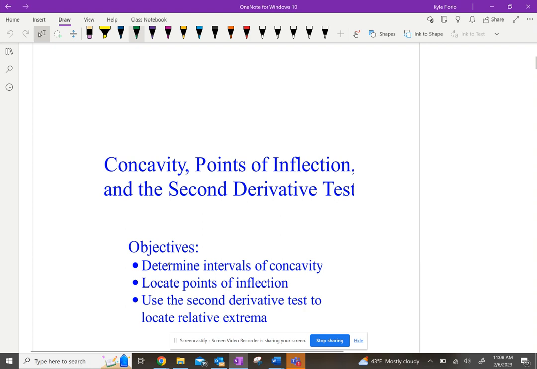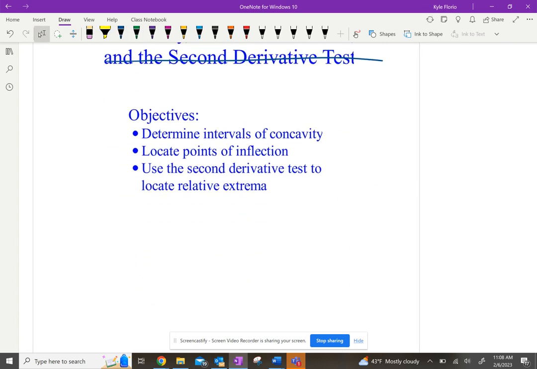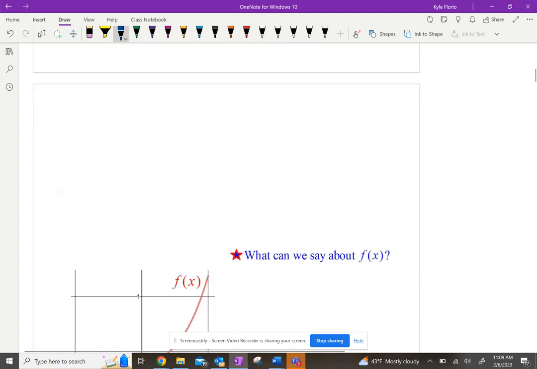We're going to look at section 4.4 today: concavity, points of inflection, and the second derivative test, which we're really just going to focus on concavity and points of inflection. So the objective, let's see if we can determine intervals of concavity, whatever that is, locate points of inflection, whatever those are, and use the second derivative test, which we're not going to do in this video. So determine concavity, whatever that means, and points of inflection.